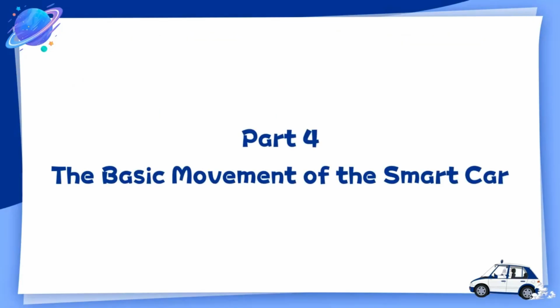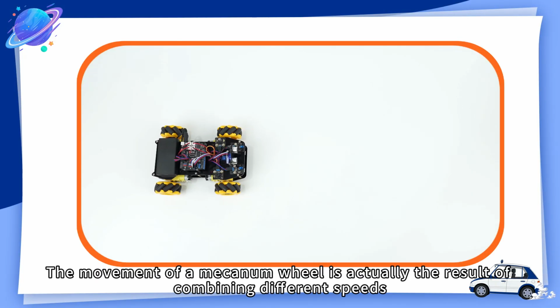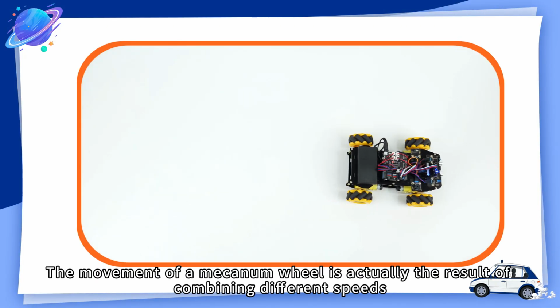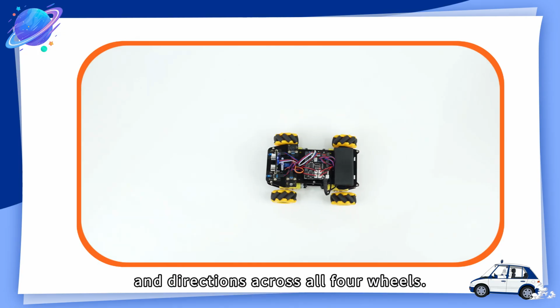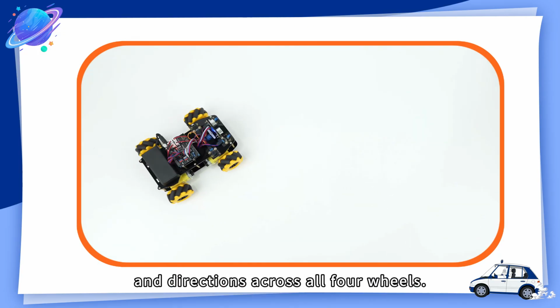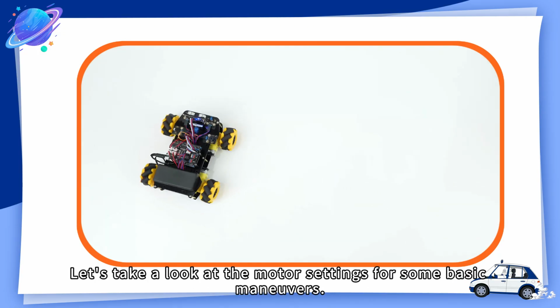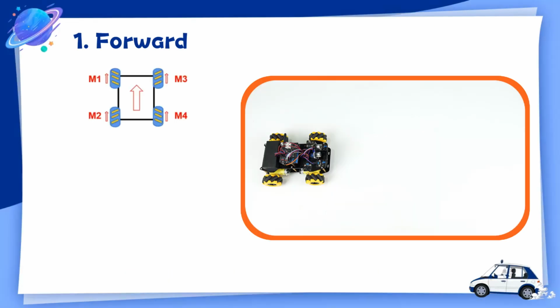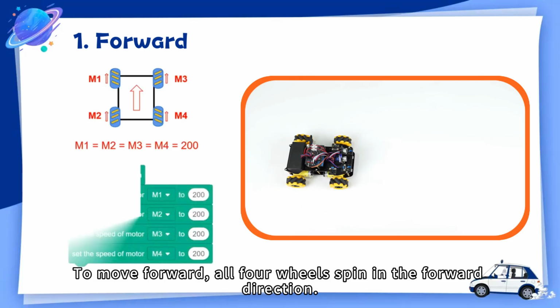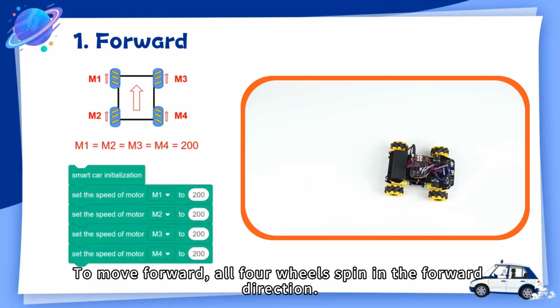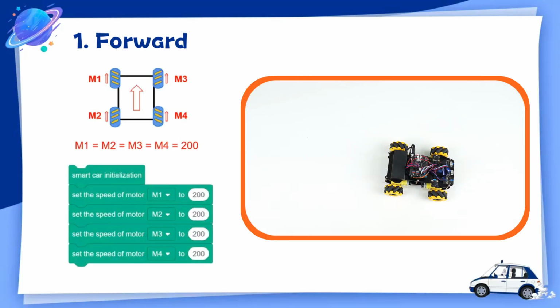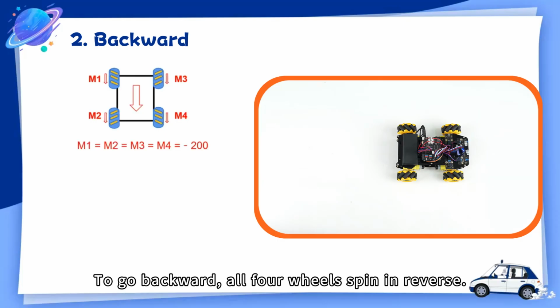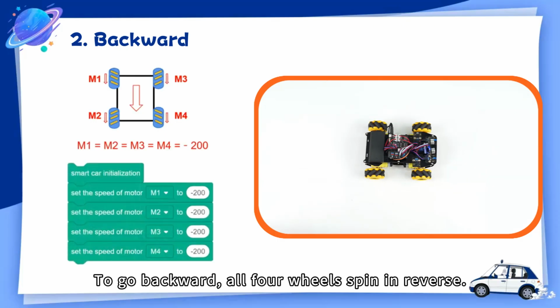Part 4. The basic movement of the smart car. The movement of a Mecanum wheel is actually the result of combining different speeds and directions across all 4 wheels. Let's take a look at the motor settings for some basic maneuvers. To move forward, all 4 wheels spin in the forward direction. To go backward, all 4 wheels spin in reverse.